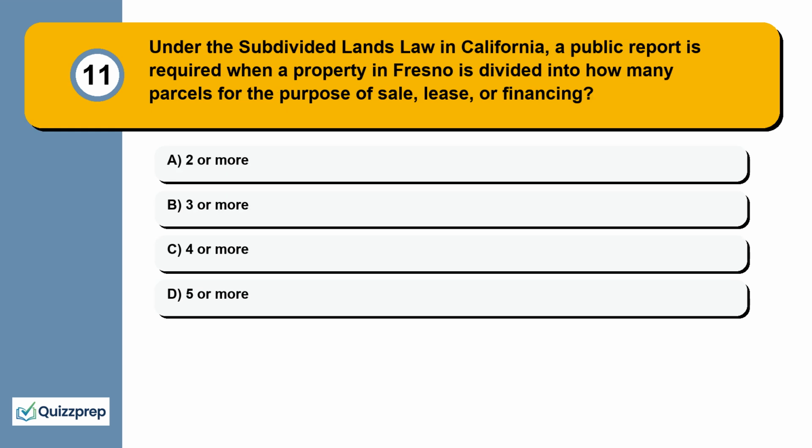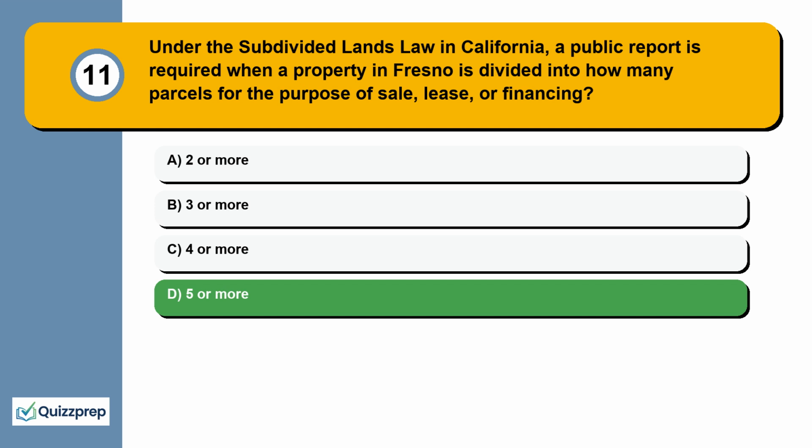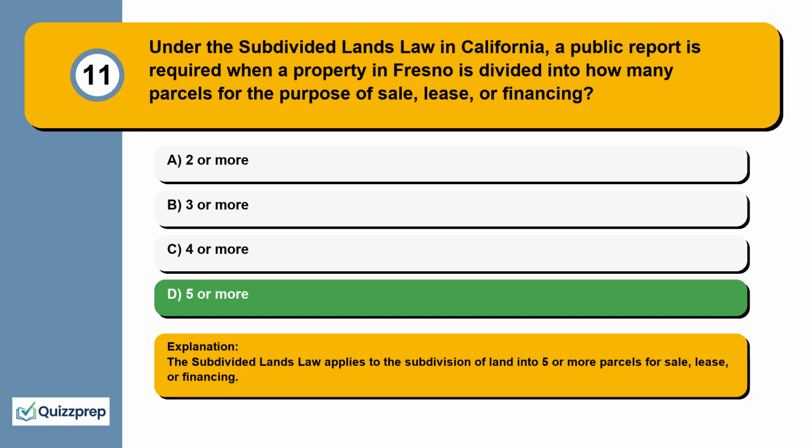Question 11. Under the subdivided lands law in California, a public report is required when a property in Fresno is divided into how many parcels for the purpose of sale, lease, or financing? 2 or more, 3 or more, 4 or more, 5 or more. The subdivided lands law applies to the subdivision of land into 5 or more parcels for sale, lease, or financing.